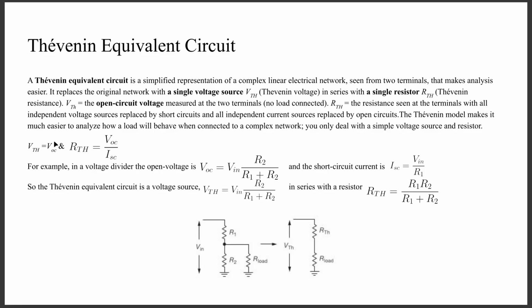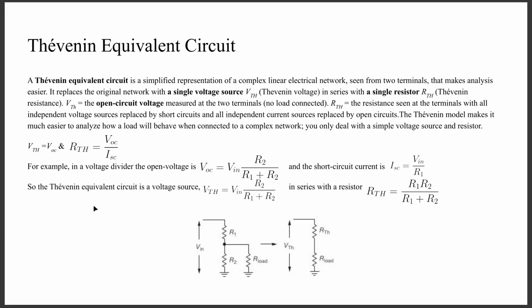The Thevenin model makes it much easier to analyze how a load will behave when connected to a complex network. And these are the formulas for V Thevenin and R Thevenin. For example, in a voltage divider, the open circuit voltage is equal to Vin times R2 over R1 plus R2. And the short circuit current is I short circuit equal to Vin over R1.